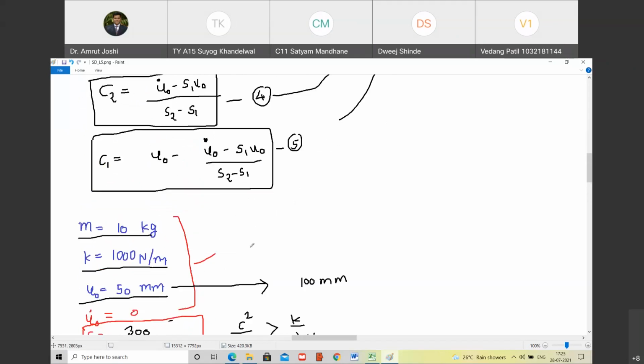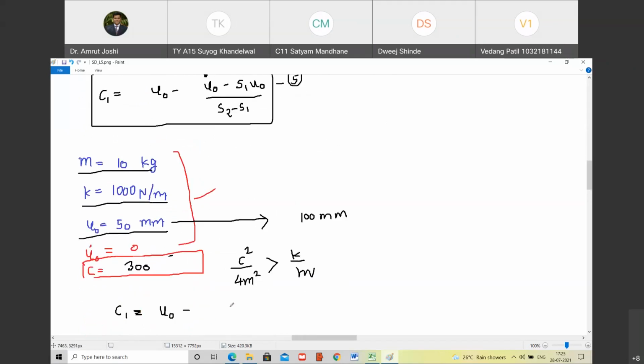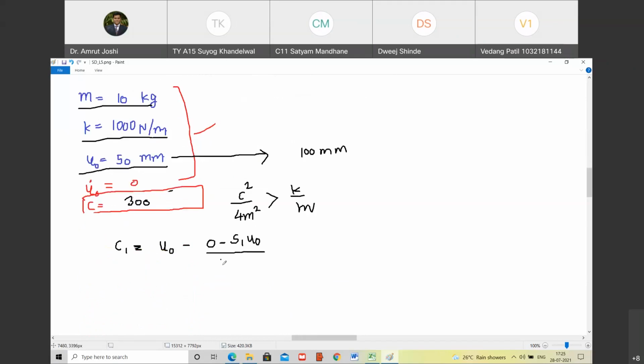Now look at this minus. What is the value of U0 dot? We know in this case U0 dot is 0. Happy? Yes, sir. So it is 0 minus S1 times U0 upon S2 minus S1. Do you agree with me? Yes, sir. So what is C1 now? Tell me. U0 minus S1 U0 upon S2 minus S1. Happy?